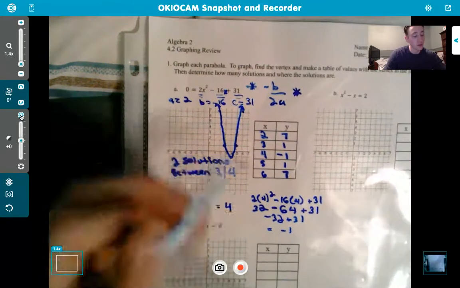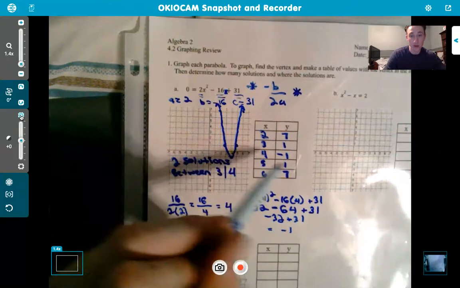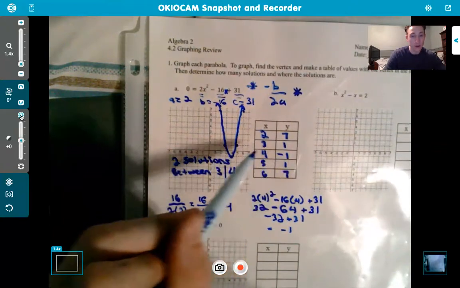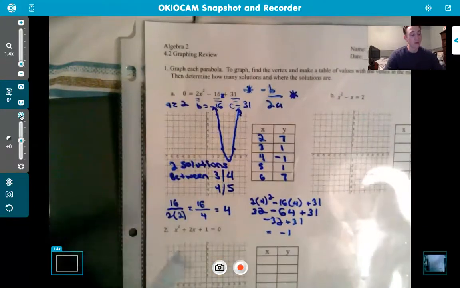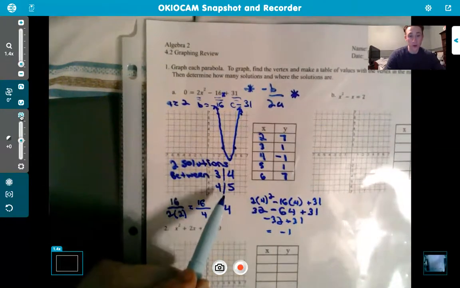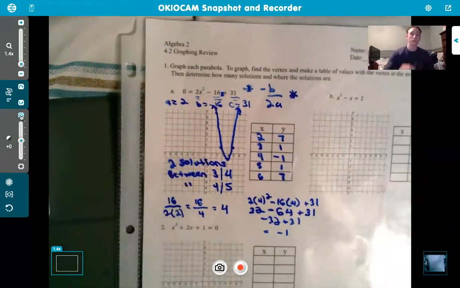And also between, because notice I go from negative back to positive between 4 and 5, right? I go from a negative 1 to a positive 1. I do that between 4 and 5. So 2 solutions between 3 and 4 and between 4 and 5. Okay. And this is how you would answer your question on the quiz. So there'll be a text box provided. You would say 2 solutions between 3 and 4 and between 4 and 5.